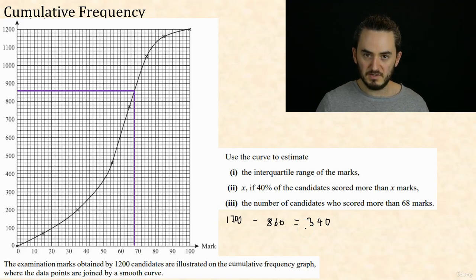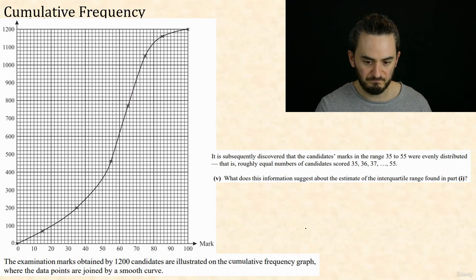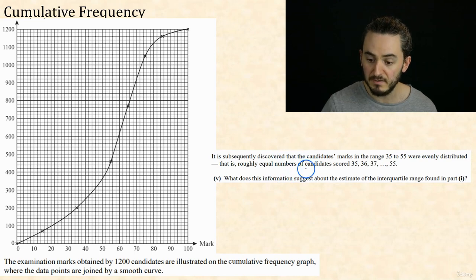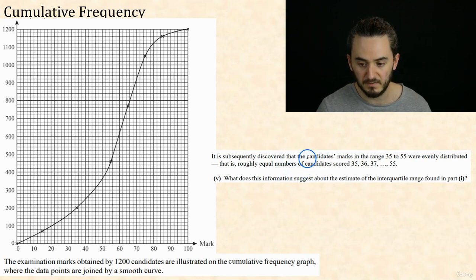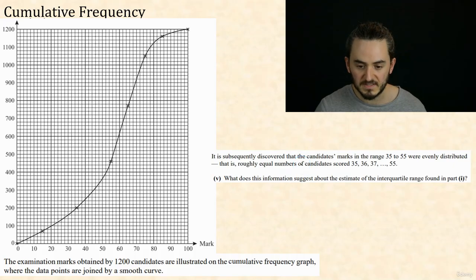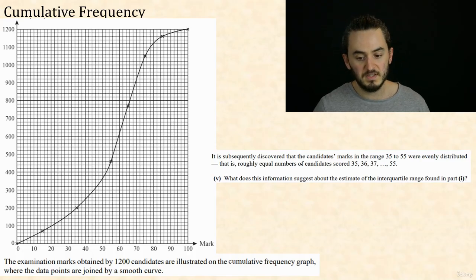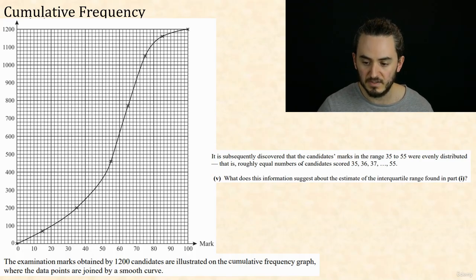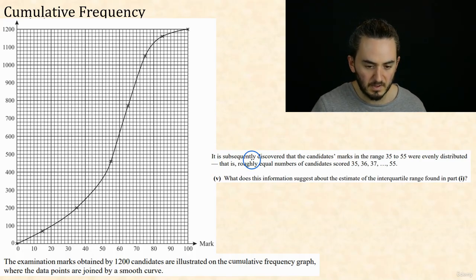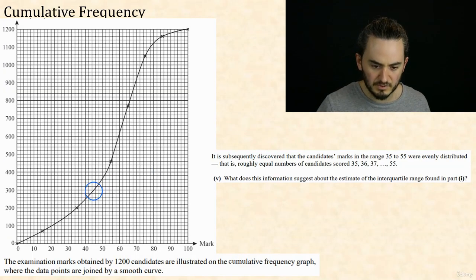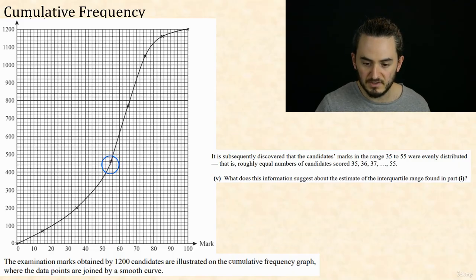All right, one last question, and quite a tricky one. It is subsequently discovered that the candidates' marks in the range 35 to 55 were evenly distributed. That is, roughly equal numbers of candidates scored 35, 36, 37, and so on. What does this information suggest about the estimate of the interquartile range from part 1? All right, so it's candidates in the range 35 to 55, so it's from here to here. And it's saying it's evenly distributed.